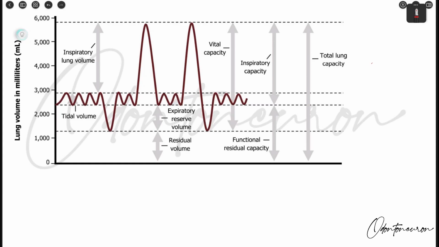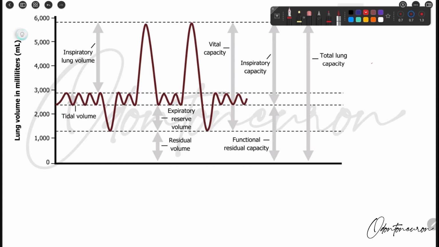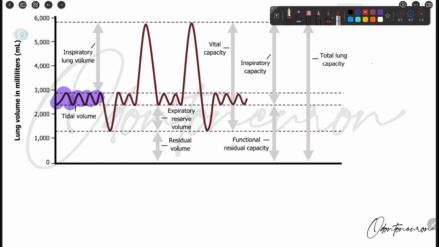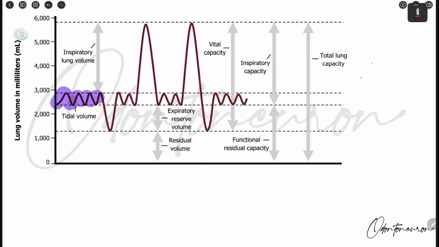That is your tidal volume. Clear? Tidal volume is your normal breathing, when your life is going very good. Now, how much is your tidal volume?